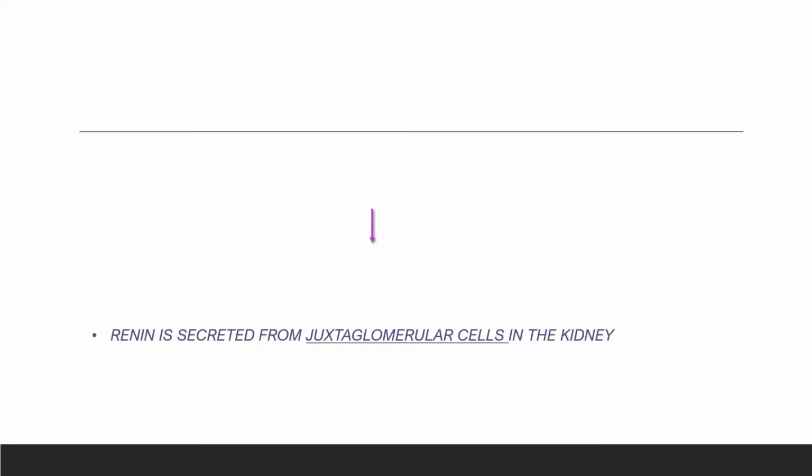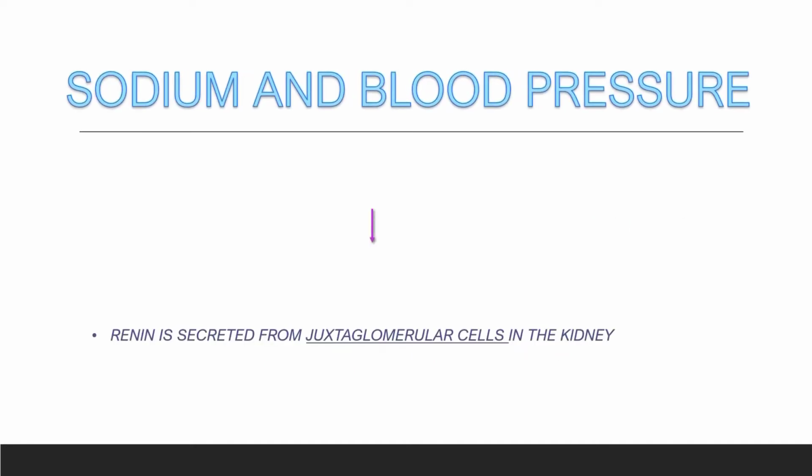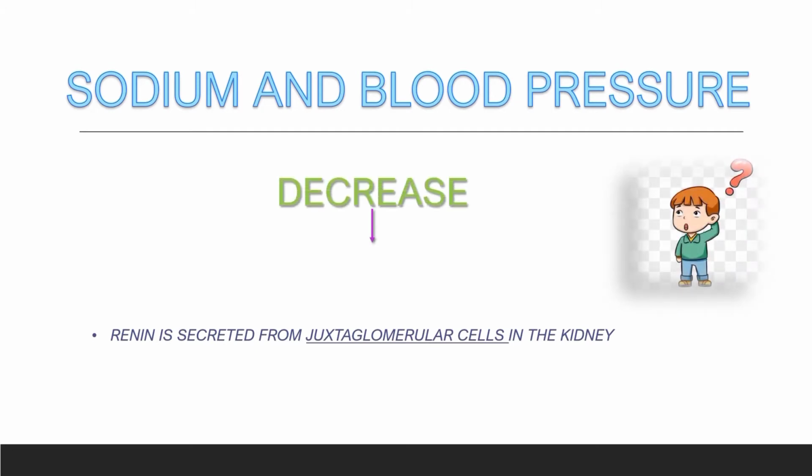The factors that trigger it are sodium and blood pressure. At times when sodium and blood pressure are decreased, for example in accidents, there is a lot of blood loss, which makes the blood pressure decrease, and sodium secretion is more and sodium reabsorption is less in the nephron. There is also dehydration, where water reabsorption is less and water secretion is high, which leads to severe dehydration. These factors are detected by the baroreceptors present in the aorta and carotid arteries.